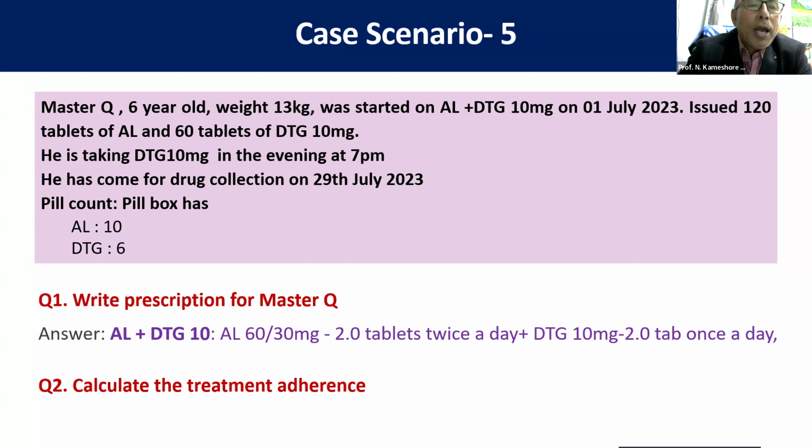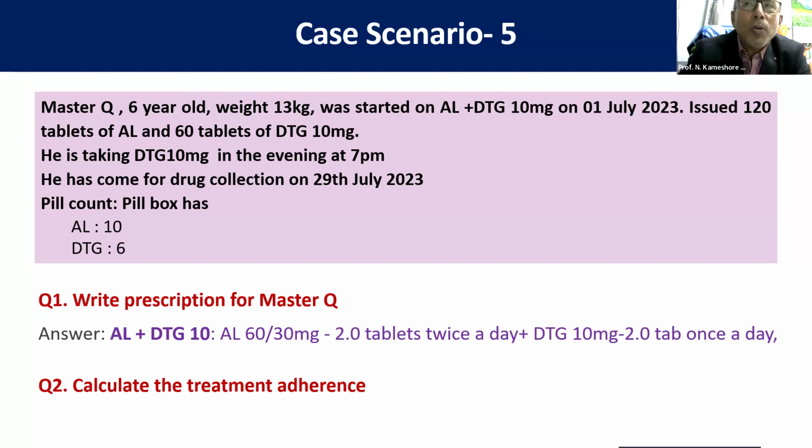So write prescription for this Master Q. We are giving AL and DTG. AL 60 by 30 milligram, we are giving 2 tablets twice daily, that means 4 tablets per day, and DTG 2 tablets once daily, that is 2 tablets per day. So let us calculate the adherence.